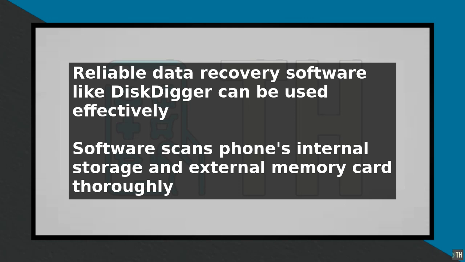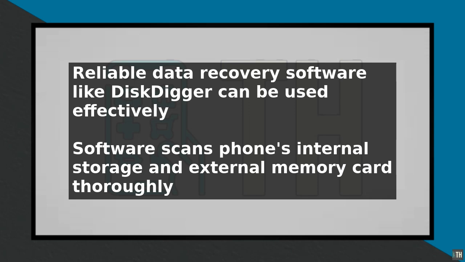Once connected, enable USB debugging on your phone by going to Settings, then Developer Options, and finally toggle on USB debugging. This will allow the software to access your phone's internal storage.